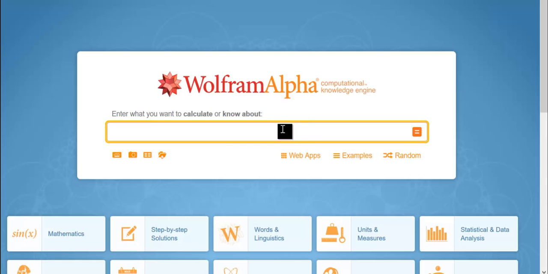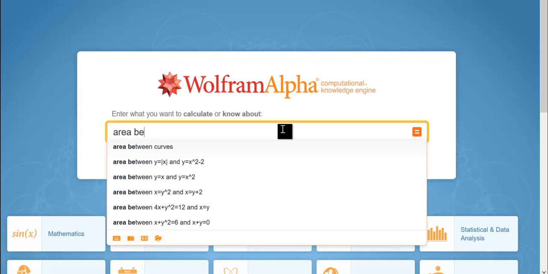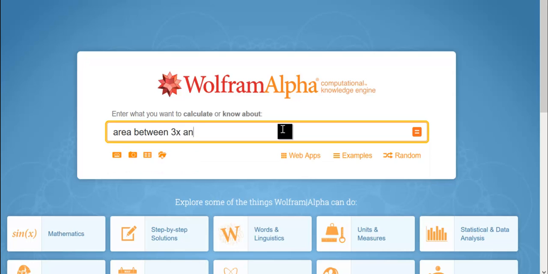So Wolfram Alpha is a free site that can calculate a lot of things. It can actually do almost everything we do in this class, and you are welcome to always use it to check your work. Just make sure you don't use it instead of doing the work, because of course you don't have it on the exam. So in this case, I would ask it something like, okay, in this problem I want to know the area between these two curves. So I would say area between 3x and negative 5x squared.